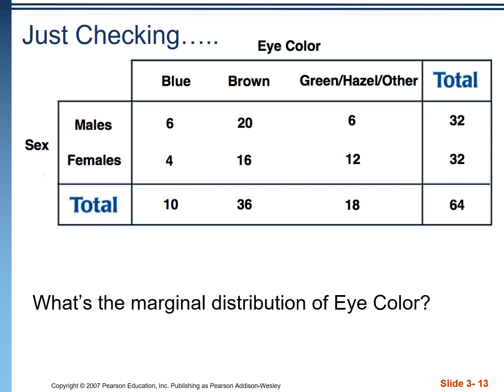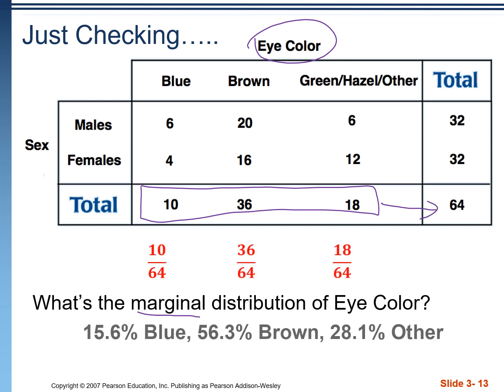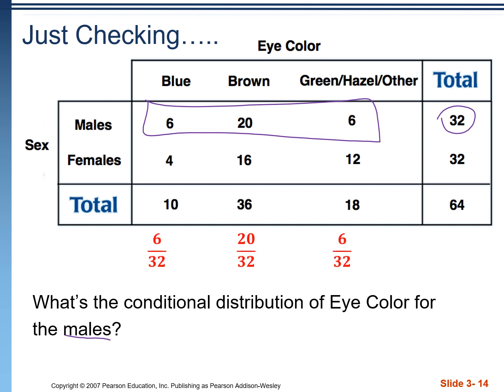What's the marginal distribution of eye color? The hint is in the name here. For a marginal distribution, we're looking in the margins for eye color, which means we're looking at these numbers and putting each of them over the total number of people in our sample. So that gives us a marginal distribution of 15.6% blue eyes, 56.3% brown eyes, 28.1% other. Conditional distribution gives a condition. In this case, it's that we only want to look at the male students. So there are 32 male students. Take each of these numbers and put it over that 32.